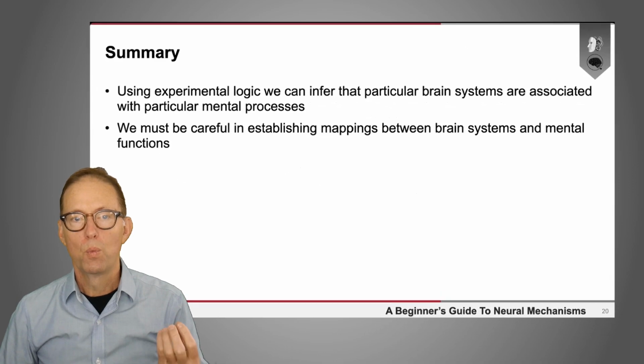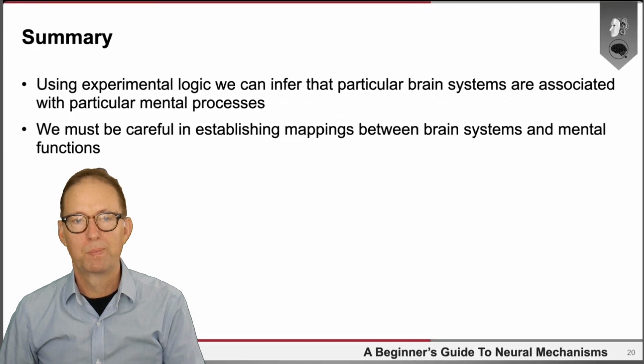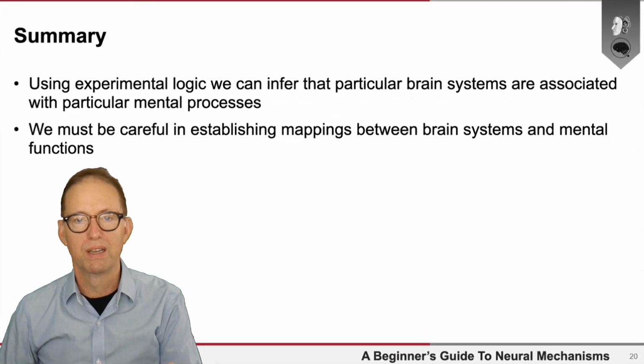So in summary, we can use experimental logic borrowed from cognitive psychology to infer that particular brain systems are associated with particular mental processes. But we have to be careful in establishing those mappings between brain systems and mental functions.